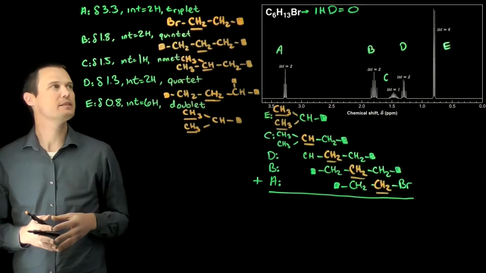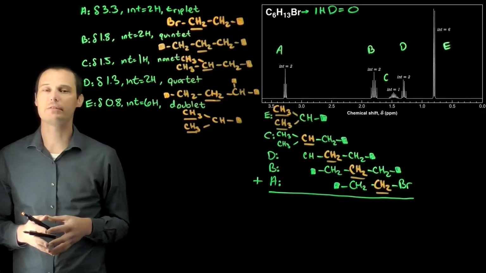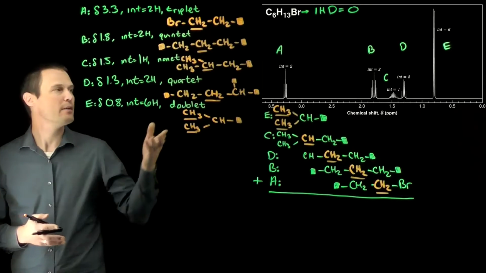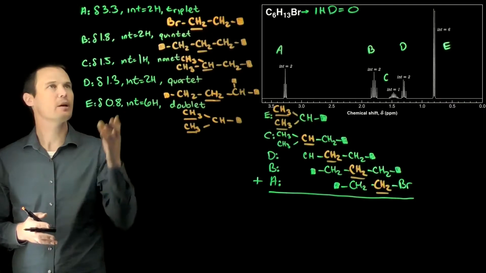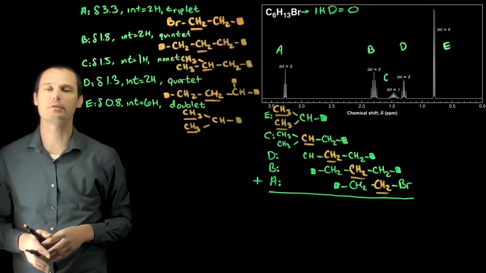The first thing we'll look at is the molecular formula. The molecular formula tells us that the index of hydrogen deficiency for this molecule is 0, which means no pi bonds and no rings. I've labeled each of the signals in this spectrum, and we should build puzzle pieces for each of those signals based on the chemical shift, the integration, and the multiplicity.